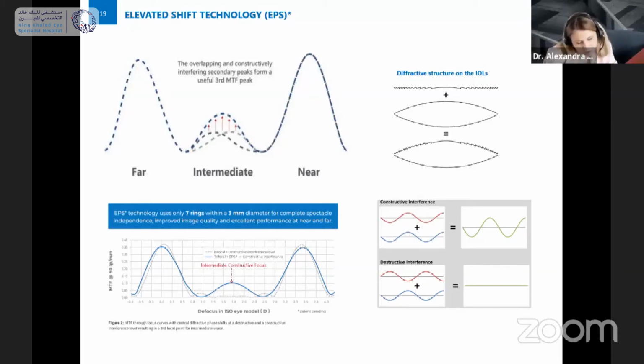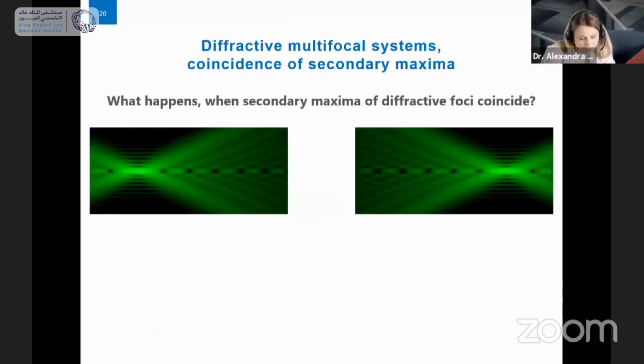If you see here below on the graph, the blue is the lens made by this constructive interference, and this shadow gray line is the pattern you can see everywhere, a bifocal lens, when these two small peaks are diminished to zero by destructive interference. So there are two technologies. One is producing a bifocal lens and one is producing a trifocal lens.